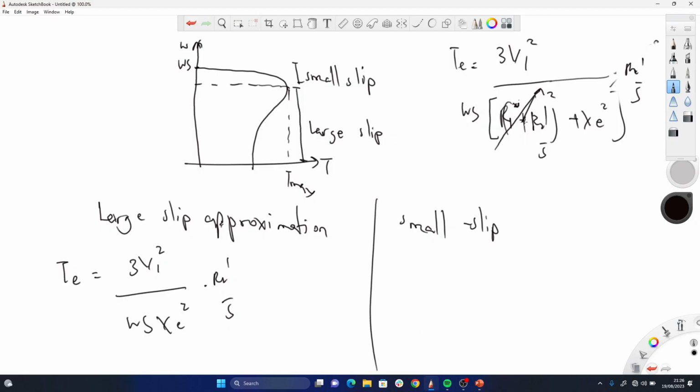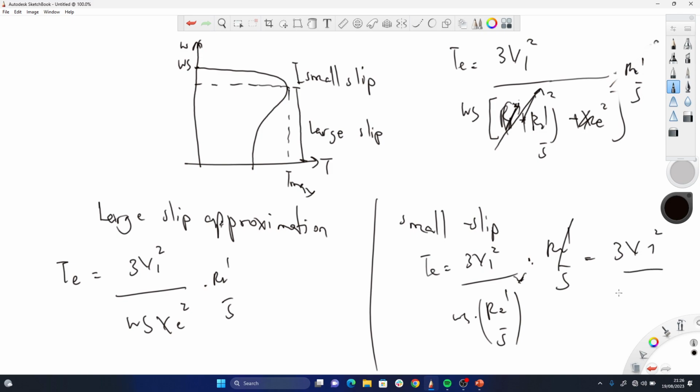For small slip approximation, I'll just be left with this. This goes away. This goes away. So again, torque is equal to 3V1 squared over omega s times R2 prime over S, squared, times R2 prime over S. So this will take away one of the squares. So I'm left with the torque being equal to 3V1 squared over omega s times R2 prime over S, which I can multiply here times S. So this is the torque for small slip approximation.